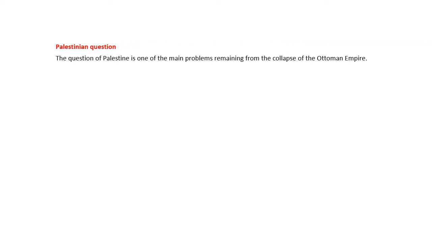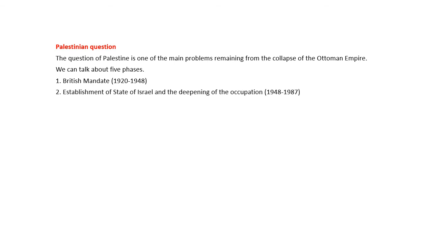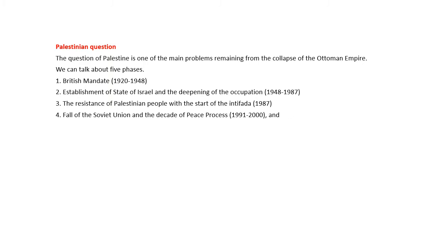The Palestinian question. The question of Palestine is one of the main problems remaining from the collapse of the Ottoman Empire. We can talk about 5 phases. 1. British Mandate, 1920 to 1948. 2. Establishment of the State of Israel and the deepening of the occupation, 1948 to 1987. 3. The resistance of the Palestinian people with the start of the Intifada, 1987. 4. Fall of the Soviet Union and the decade of the peace process, 1991 to 2000, and 5. Finally, reoccupation of Palestine, Al-Aqsa Intifada, and unilateralism, 2000 and beyond.